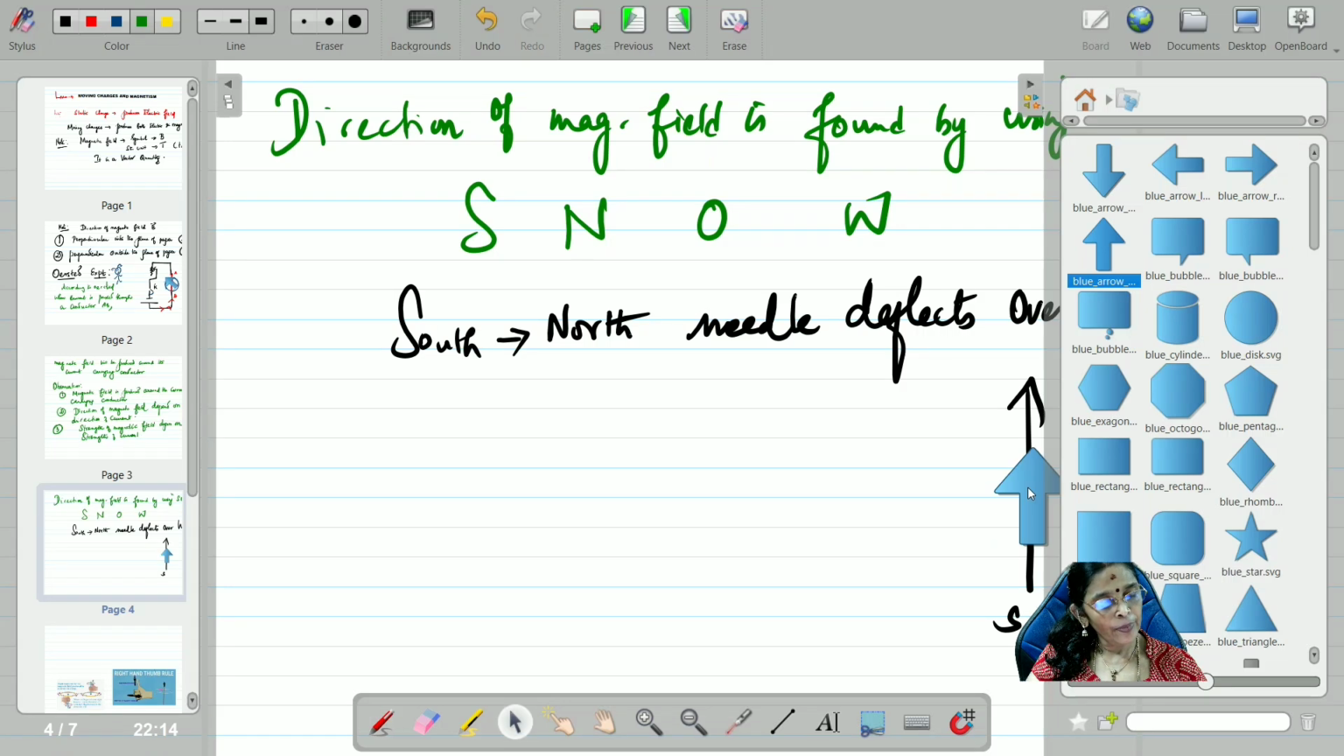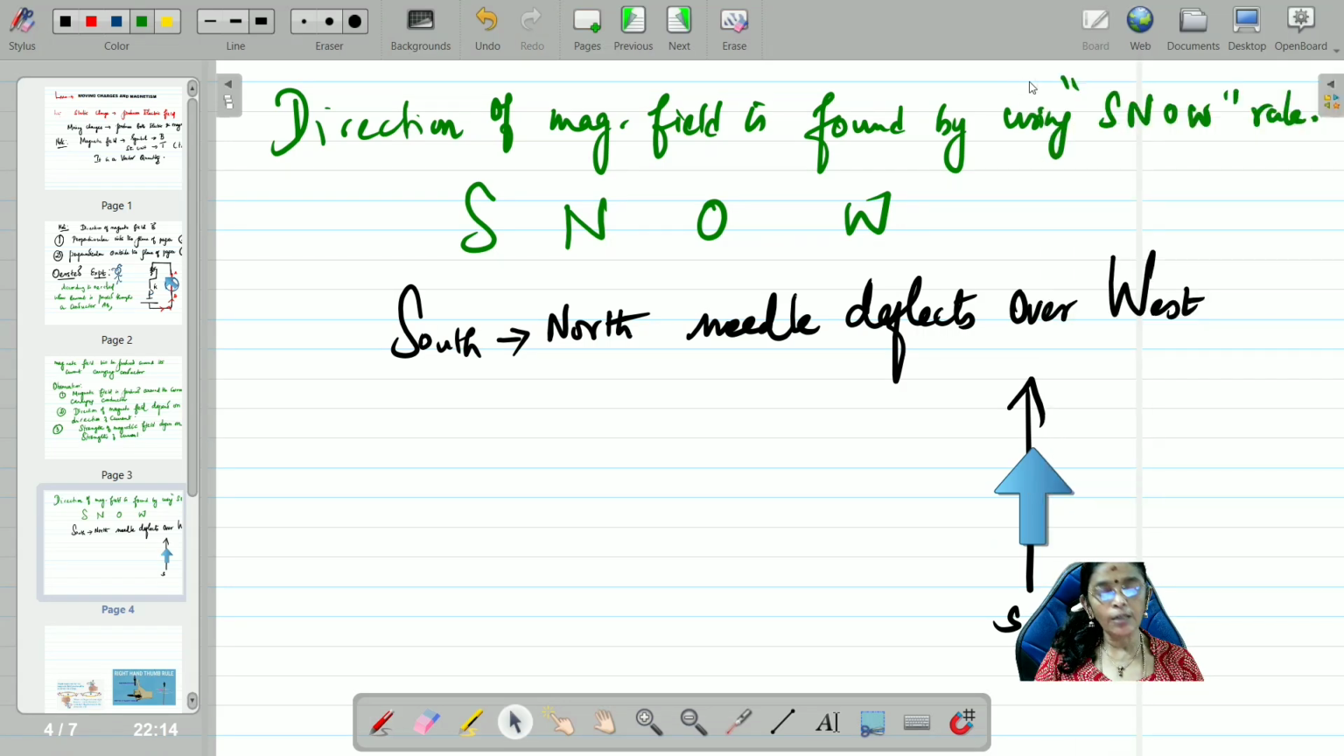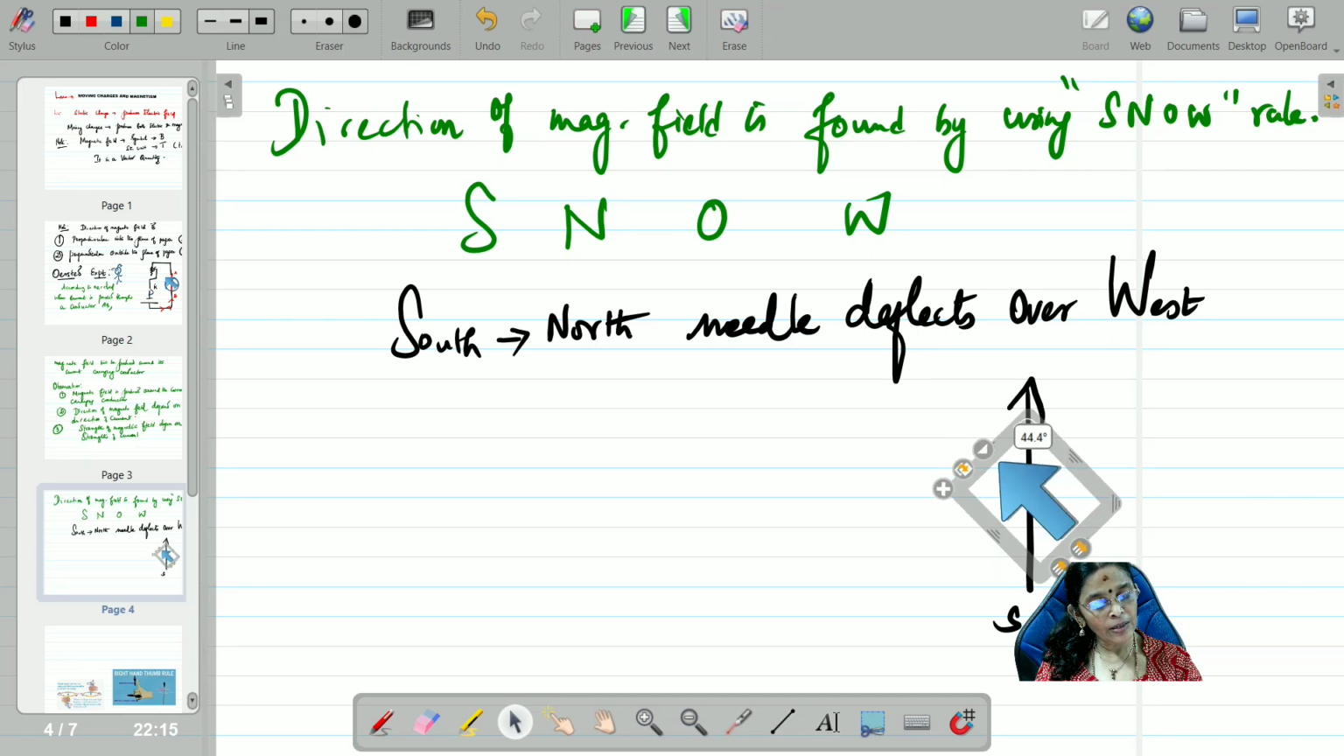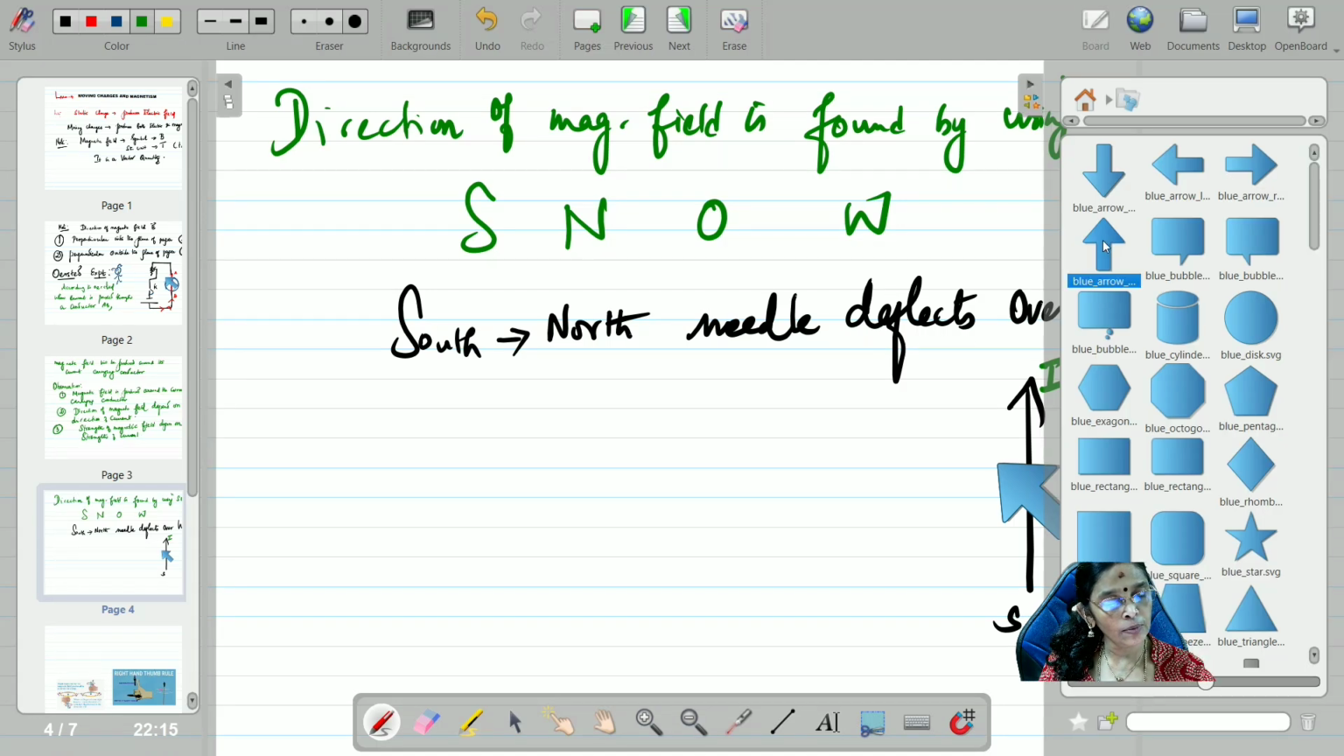Yes, I have taken this magnetic compass needle. The magnetic compass needle was found to be deflecting like that. See, it is deflecting like that because the current is flowing upwards. Can you see here? This is the current which is flowing upwards.